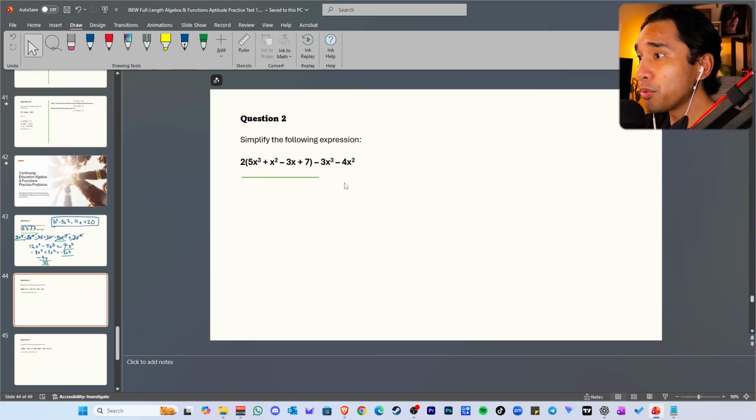So what will we do here? This is the same as question number 1. This actually is a little different because the terms are put in the order that I like them, in highest to lowest. So again, what will we do? We would get the coefficient and distribute that bad boy. Distribute that 2 to the 5x cubed, to the x squared, to the minus 3x, and to the 7.